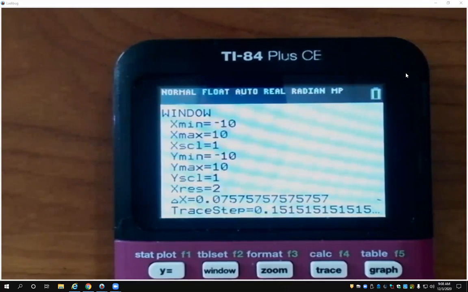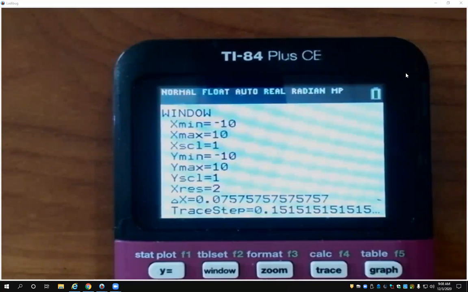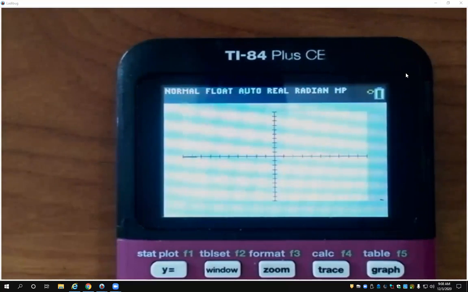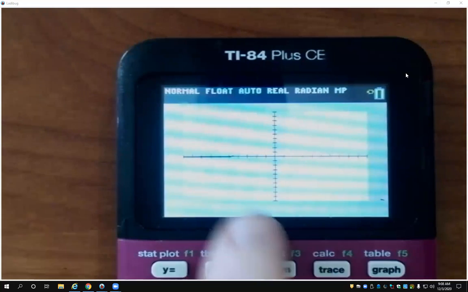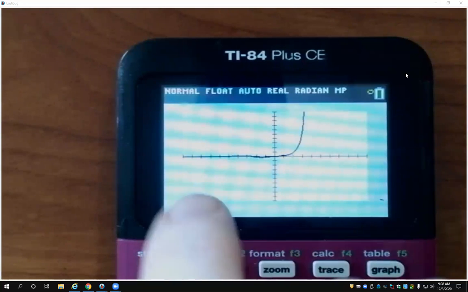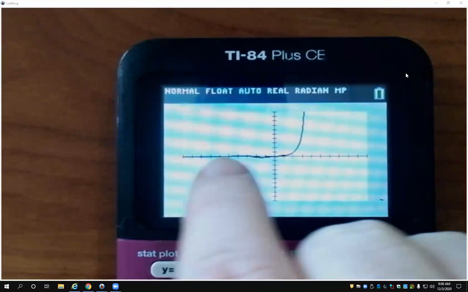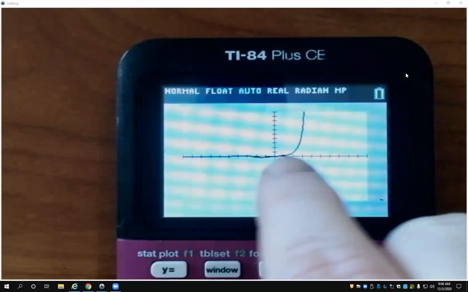And every time you change your window, you're going to want to play with that now. Obviously the smaller the number, the slower it's going to be. But if I hit graph now, it's going to graph it a little faster, and you can see it coming along through here. The problem with this is it's really hard to tell how many times it crosses the x-axis because it's so close, and we'd have to zoom in on all of this area.